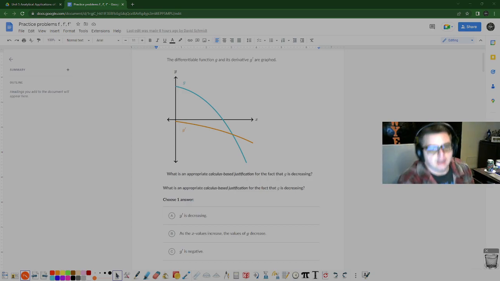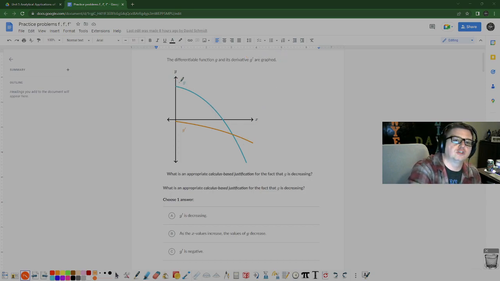So let's connect the original function, the derivative, and the second derivative. And let's talk about some graphs. So here's the question. The differentiable function g and its derivative g prime are graphed. So we have g and we have g prime. What is an appropriate calculus-based justification for the fact that g is decreasing?